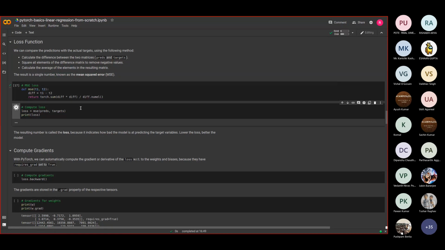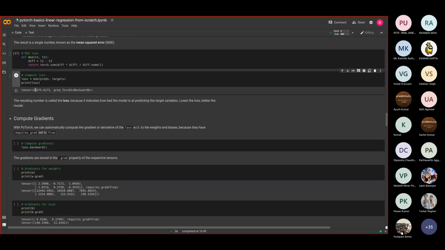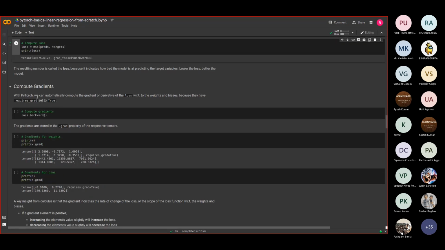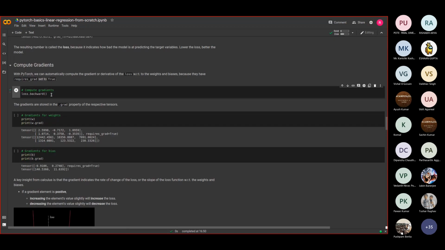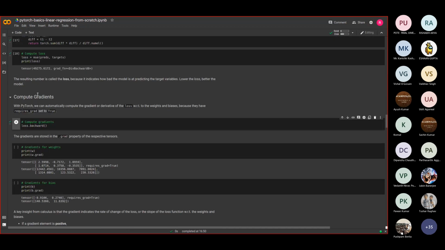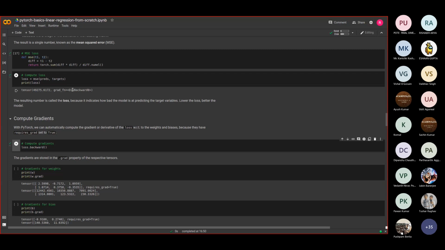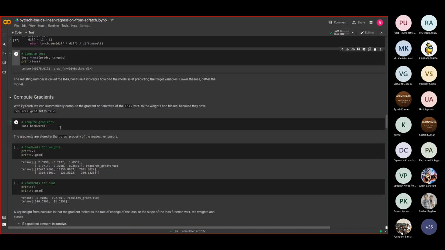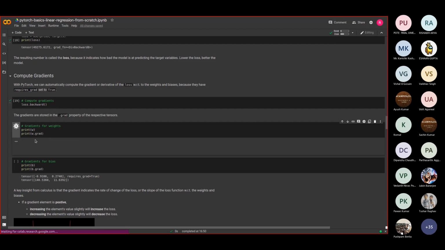Yeah, so you can see our loss is around 49,000 something. So we have to minimize this loss, closer to zero will be much better. To compute the gradient, we can just use loss.backward(). You can see here our loss also has a gradient function, so we can calculate the gradients with respect to our weights and biases.